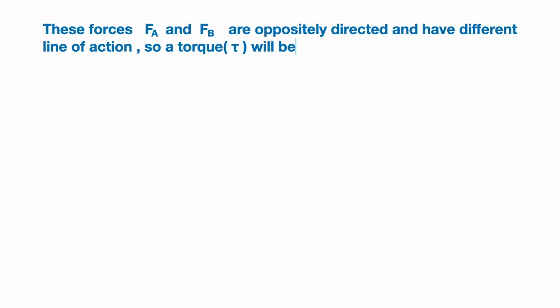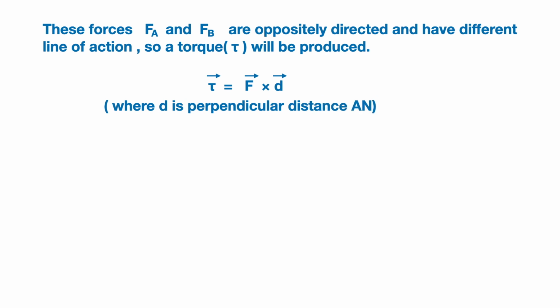Now these forces Fa and Fb were oppositely directed, but since they have a different line of action, these two forces will constitute a couple and torque will be produced. The formula for torque is always given by torque equal to force into perpendicular distance. The perpendicular distance is AN. So we can write sine theta as equal to the perpendicular distance AN divided by the hypotenuse, which is 2L. So AN can be written as equal to 2L sine theta.